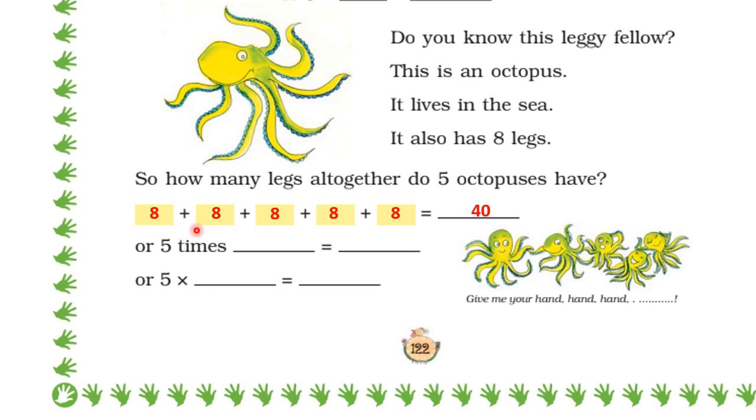Or what can we write? Number 8 we have written 5 times. So 5 times 8 is equal to 40. Or what can we do? As we learned, multiplication is repeated addition. When we are adding the same number again and again. Here we are adding the number 8 again and again, 5 times. So it is multiplication. So 5 times 8, which means 5 multiplied by 8, is equal to 40.